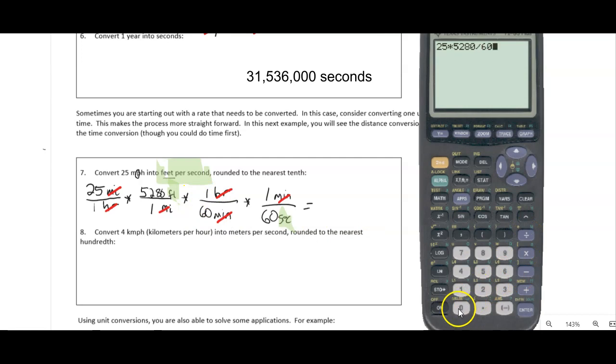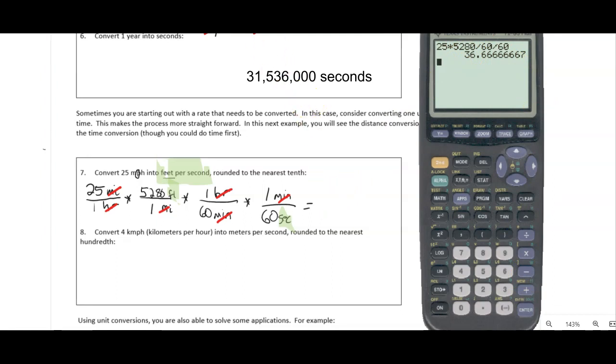Divide by 60. The next fraction is again a 60 in the denominator, so precede it with the division sign. Divide by 60. So everything in the denominator should have a divide before it. Everything in the numerator should have a multiply before it, except for, of course, the first number that doesn't have anything before it. This will give us a number that goes on forever.